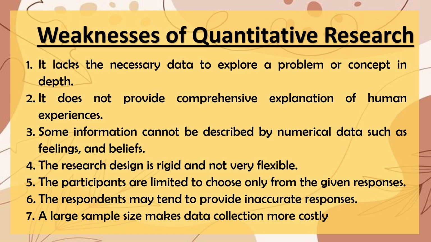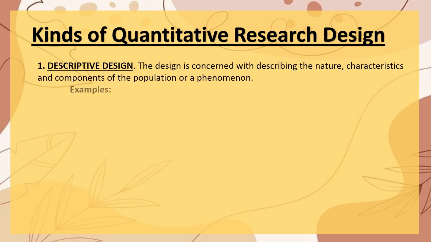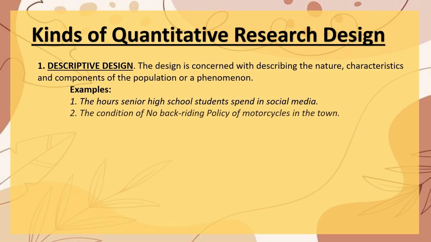Also, quantitative research has weaknesses like limited contextual understanding, as it focuses on numbers over depth. It may lead to rigid responses due to structured surveys and risks bias in sampling or measurement affecting validity and accuracy. Here are the main kinds of quantitative research designs. Each design serves different research goals, depending on the focus and control needed.